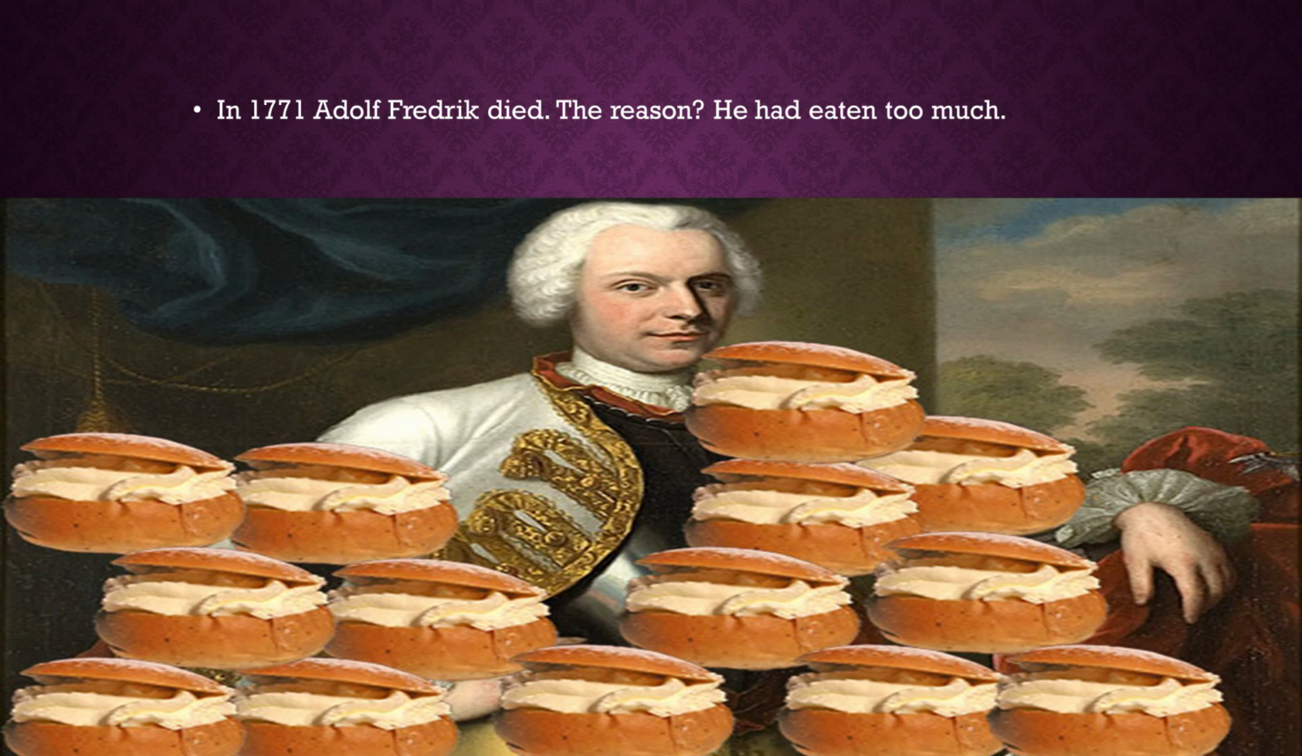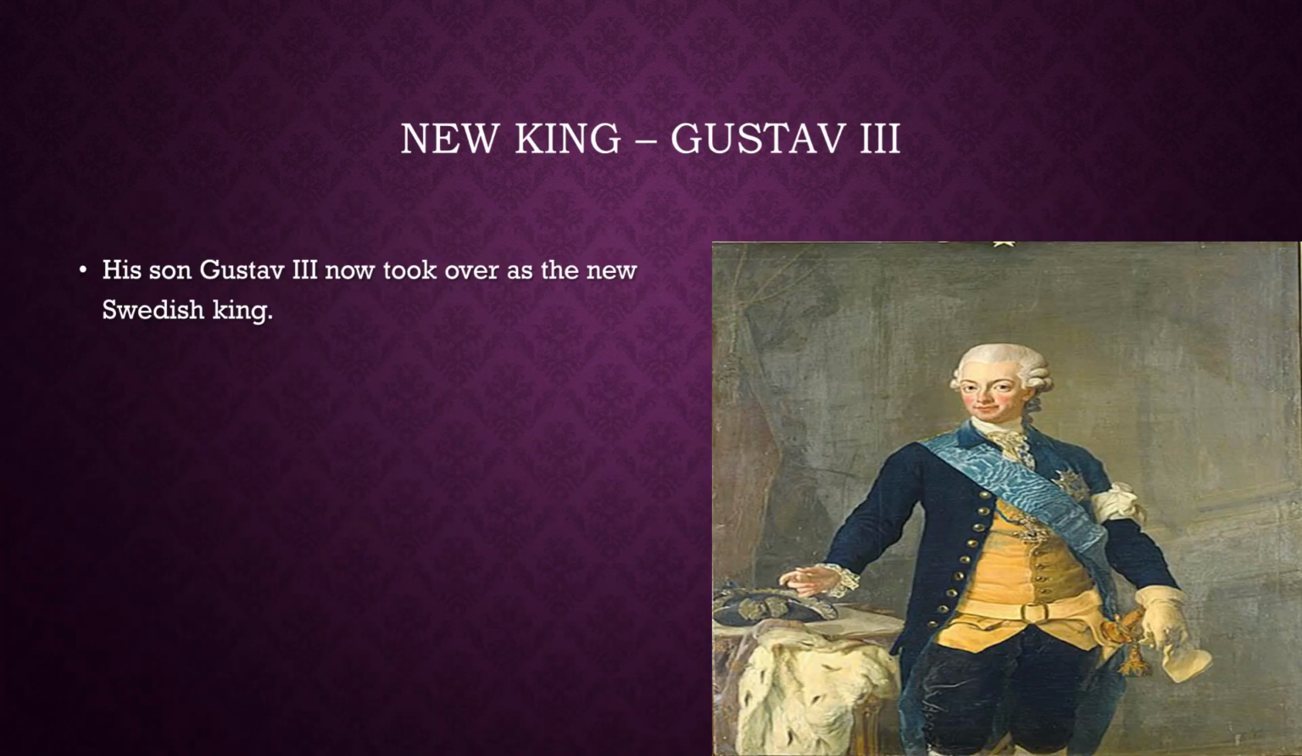In the year 1771, Adolf Fredrik died. The reason, you might ask? Well, he had eaten too much. Mostly pastries. Sweden then got a new king, Gustav III.